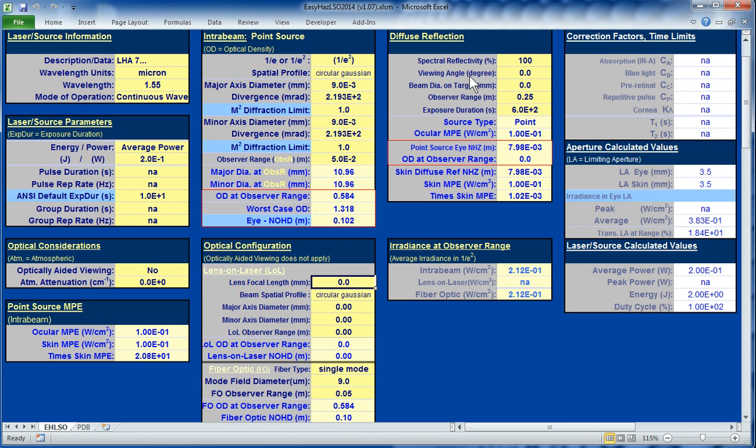What you should see is, of course, as the reflectivity goes down, the point source NHC will go down. As you change the viewing angle from 0 to some larger angle, you will see the NHC decrease also. Go ahead and go back and see if you can verify that. Okay, so that's it for this analysis.